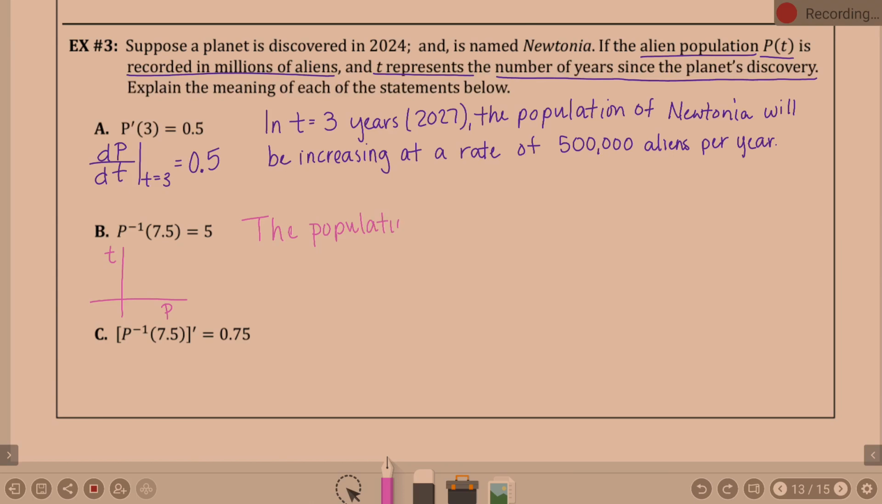The population of Newtonia will be 7.5 million aliens. Get that appropriate label in there. 5 years after 2024, or in 2029.